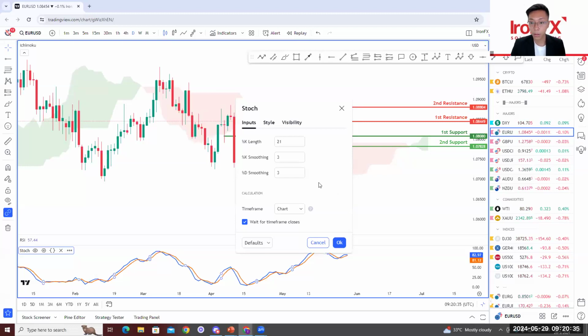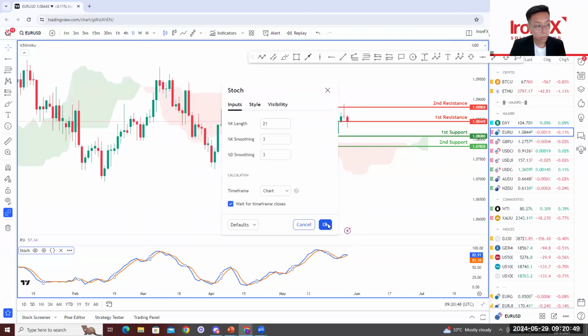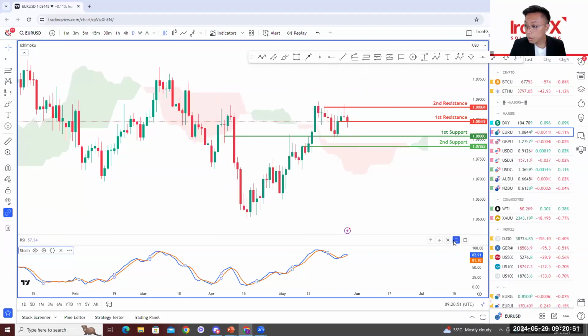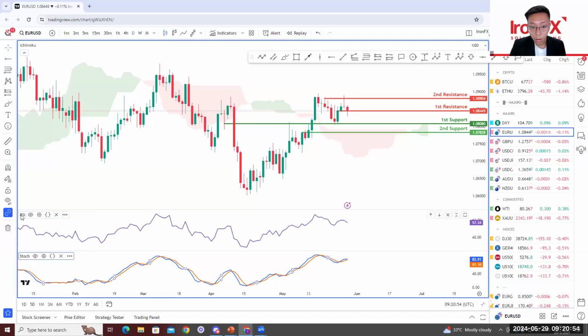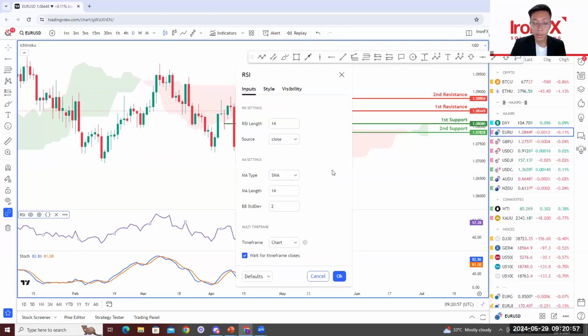Don't adjust the indicators too much, as it may actually affect how it appears on your chart, and it might actually affect your decision. Maybe you want to take this down, and let me show you the RSI. This is the standard one for RSI. The length is 14, MA type SMA, MA length 14, and standard deviation is 2. I believe these are the standard settings.